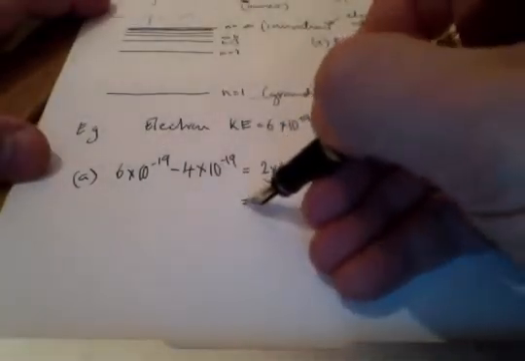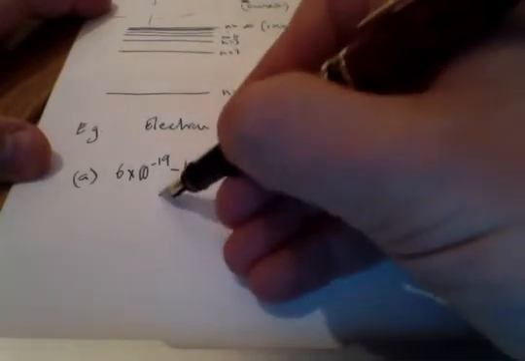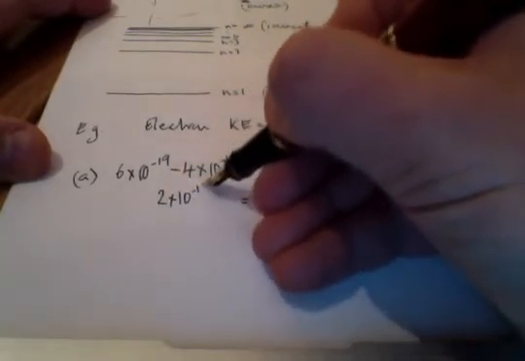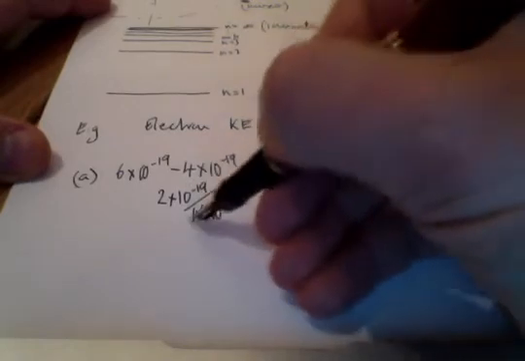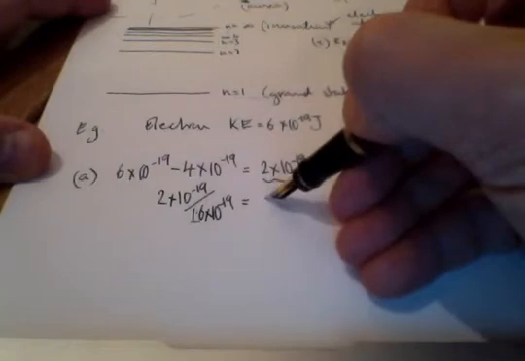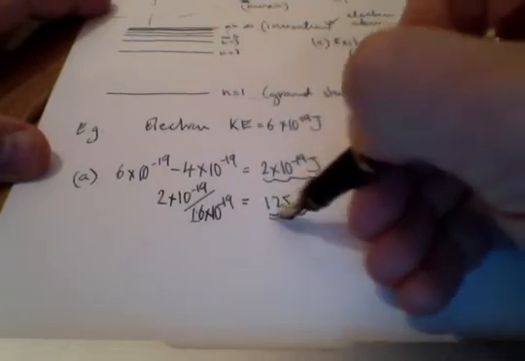If we need to convert to electron volts, which I didn't say, but it'd be nice to do quickly, 2 times 10 to the minus 19 divided by 1.6, which is the energy per electron volt, gives us 1.25 electron volts. Okay, let's take a look at B.